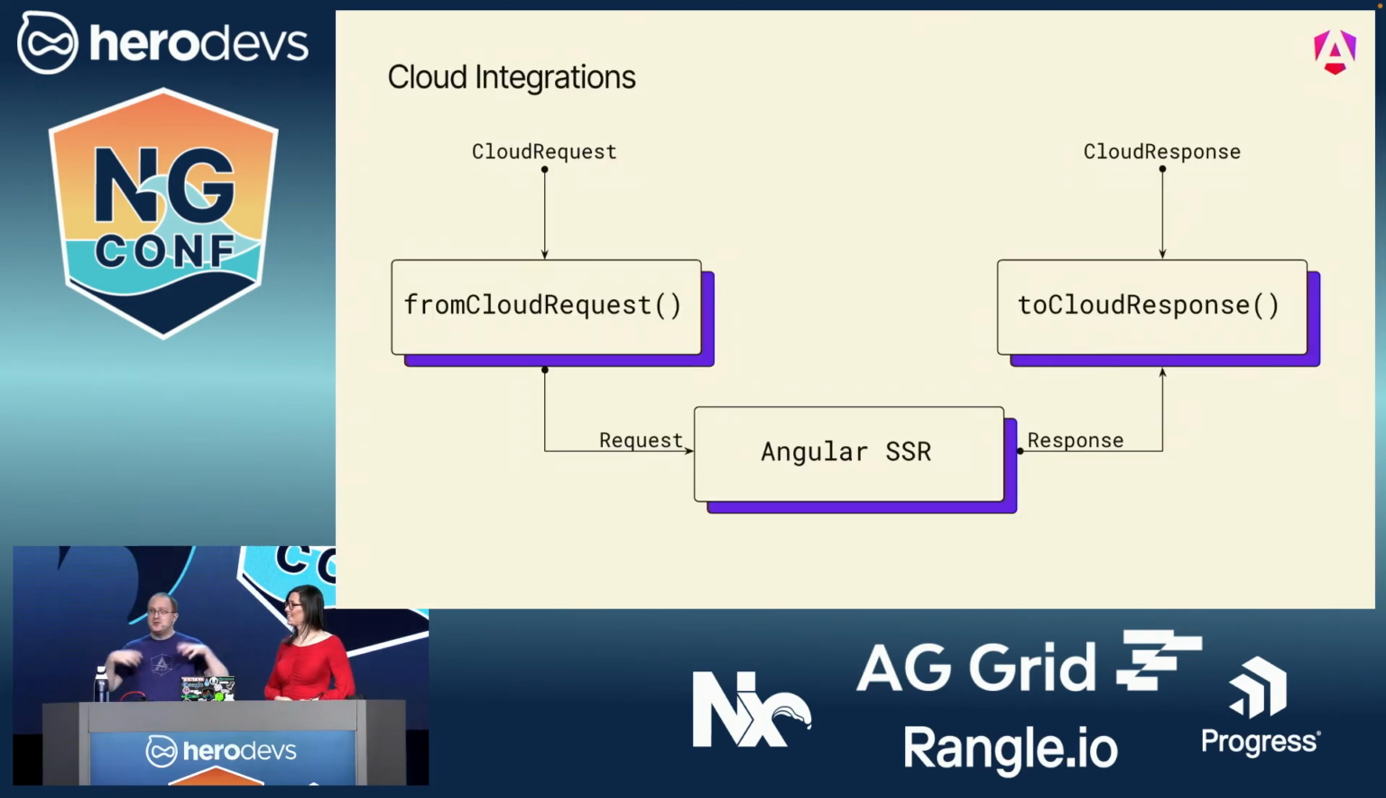So this higher level abstraction also allows us to integrate better with cloud providers. So now they can just create a small adapter that converts whatever request and response system they're using into the format that Angular expects. This is a much more maintainable integration, and it allows us to evolve our SSR support without breaking those cloud providers every step of the way. So while you might not directly notice this change, you will notice how much more stable your deployments and cloud integrations are.